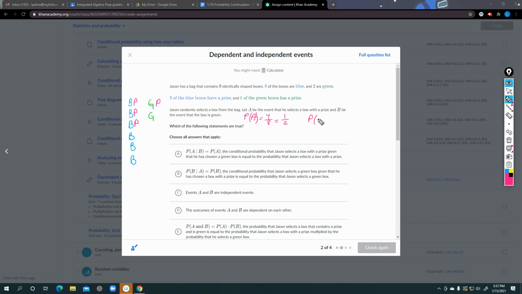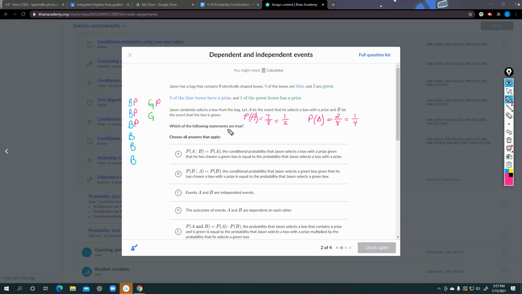Probability of B is the event that the box is green. So the box is green, that he goes in the bag and he selects a green box. It would be 2 out of 8, which is simplified to 1/4. Now these are not dependent on each other or anything. These are just 2 separate probabilities that we found. So obviously the 8 stays the same.